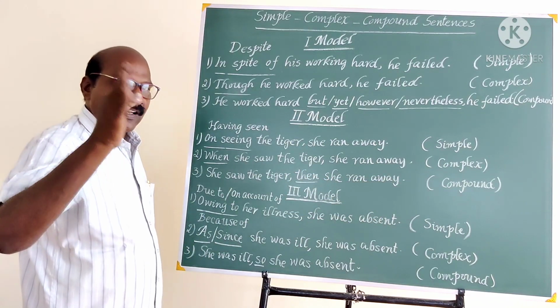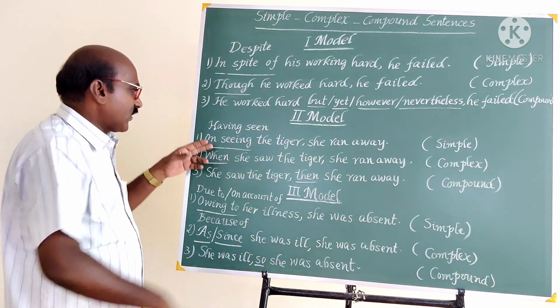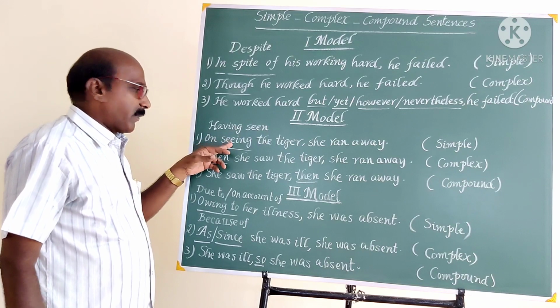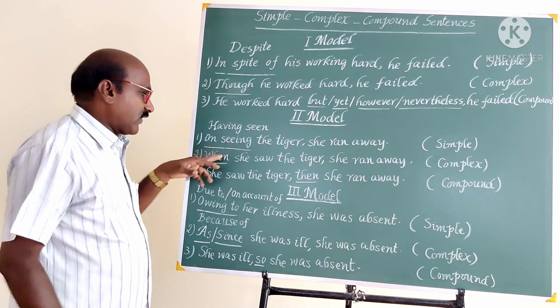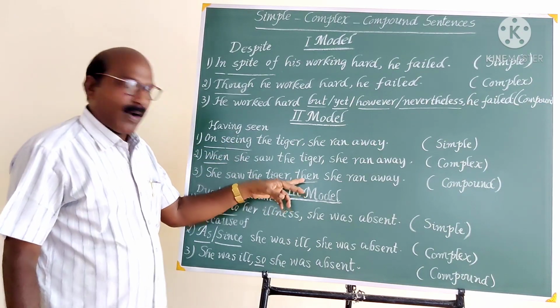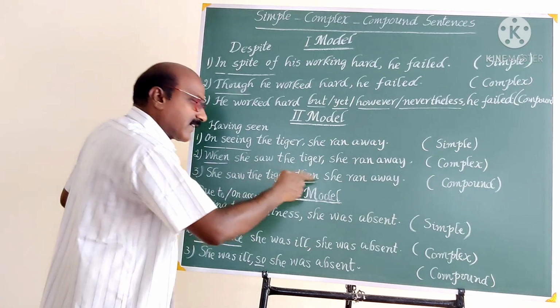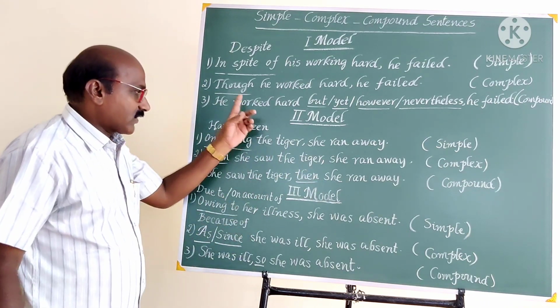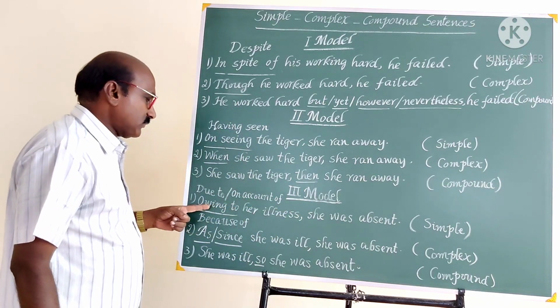So this model can also be easily remembered by just remembering having plus V3 or on plus V1 plus ing. If you find it in simple sentence, you use when in complex and then in compound. When in complex, then in compound. Easy to remember. Next, coming to the third model.